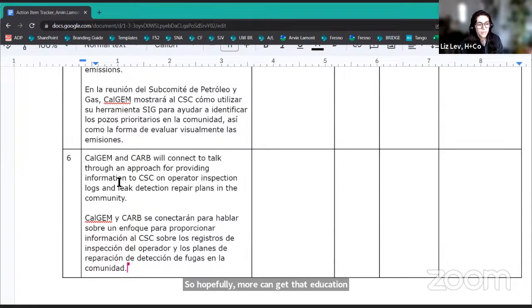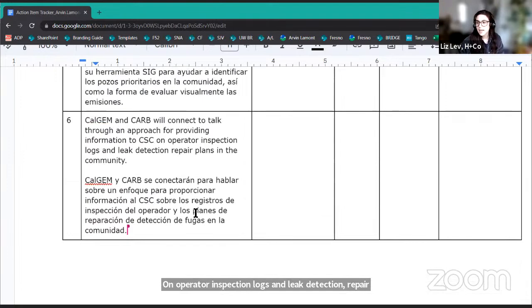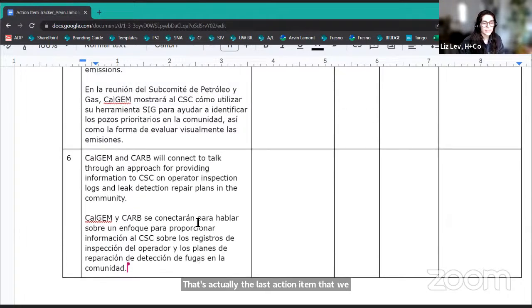Next, CalGEM and CARB will connect to talk through an approach for providing information to the CSC on operator inspection logs and leak detection repair plans within the community. And that's actually the last action item that we have from tonight, but I'll pause here and see if there's any questions, edits, or additions that anyone would like to make.